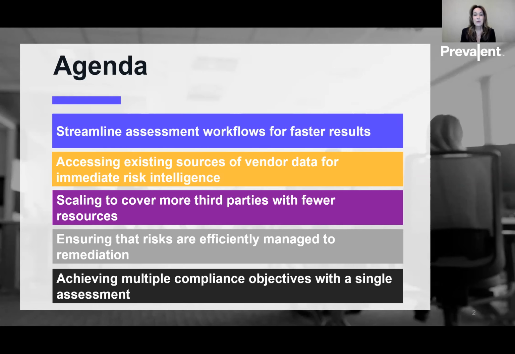Scaling to cover more third parties with fewer resources. I kind of touched on this at the first one, but we've got so much to know where the risks are, what vendor universe we have, how we're profiling them. And we may not have enough resources to get everything done. We might be starting from scratch, or we may have a mature program where we need to make sure that we're looking at the risks for the threat landscape today. Also ensuring that risks are efficiently managed to remediation.